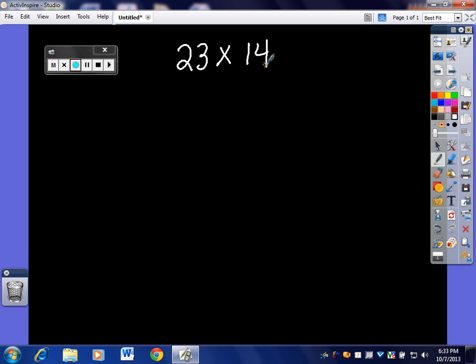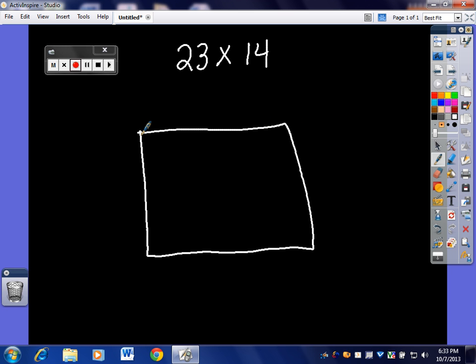So what we're going to do is draw not a rectangle this time, but more like a square. We're going to divide that square up into 4 parts. Just kind of draw a cross through the middle. And let's take the number 23 and split that up into expanded form. If we were to split it up, what would it be? You got it. It would be 20 plus 3. So we're going to put those on the side.